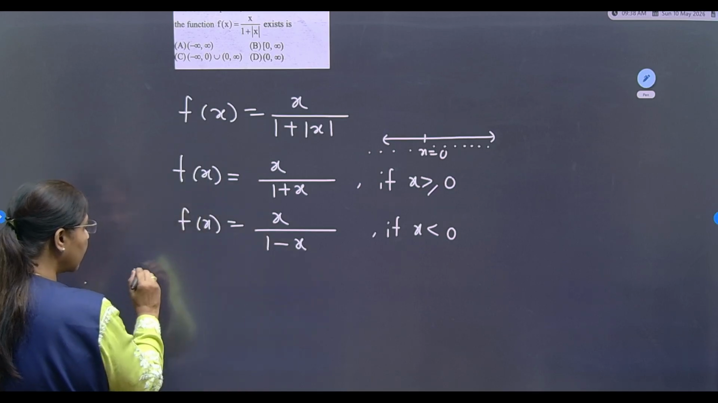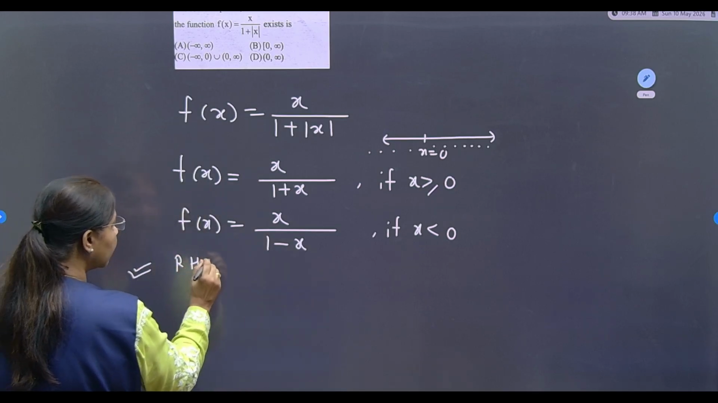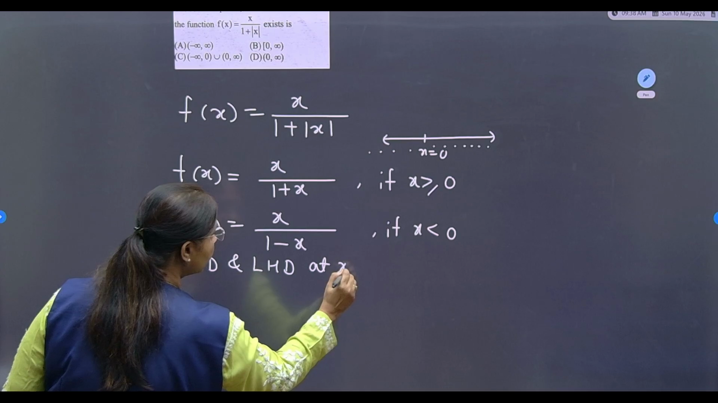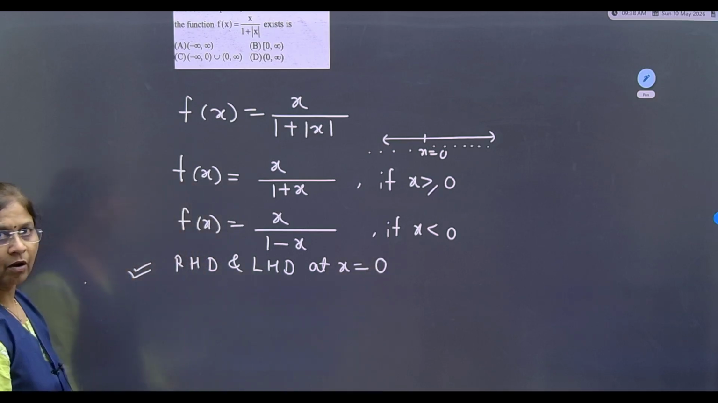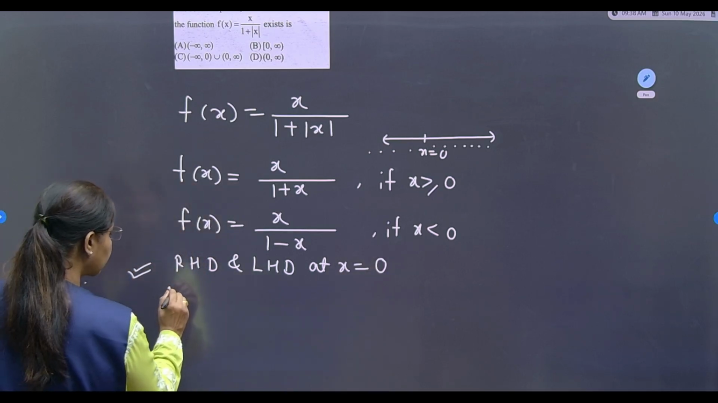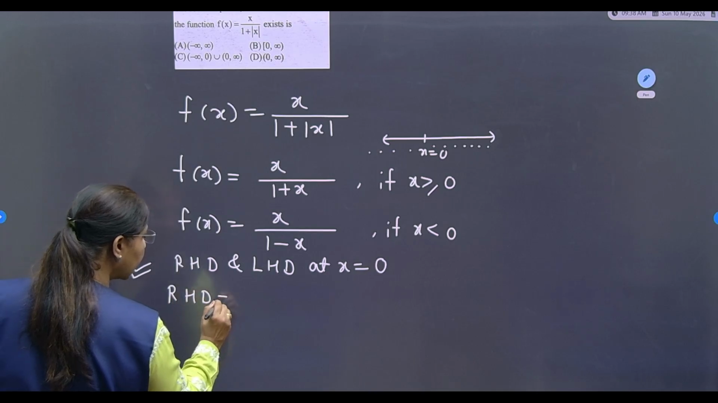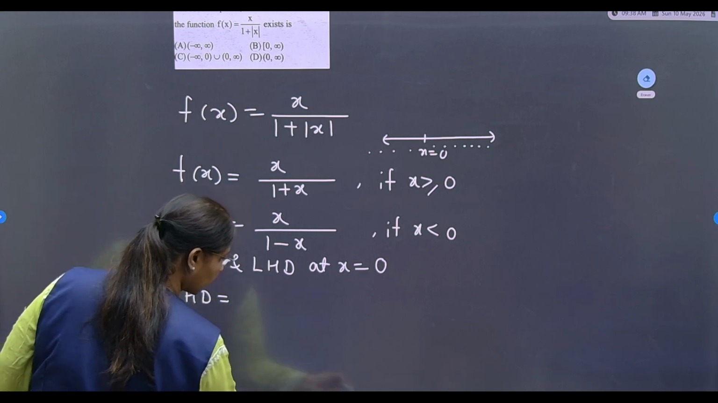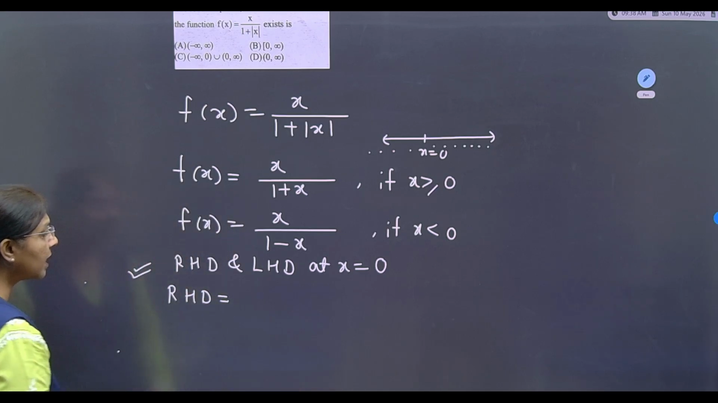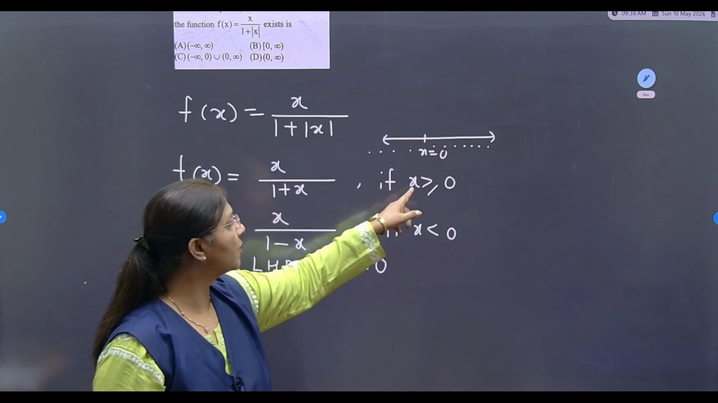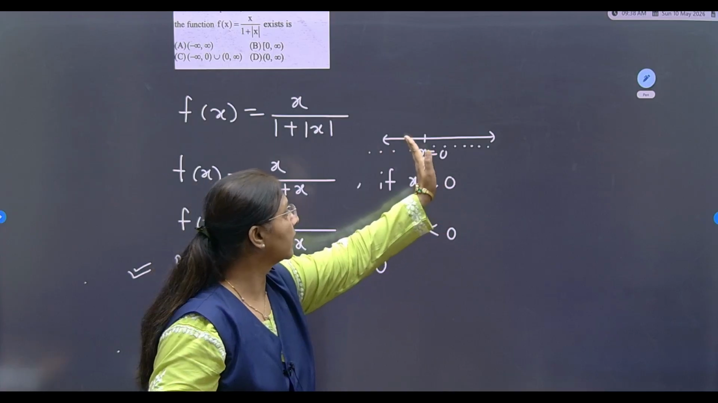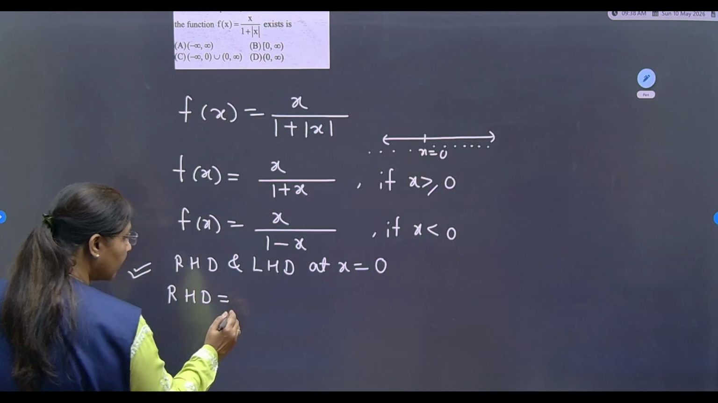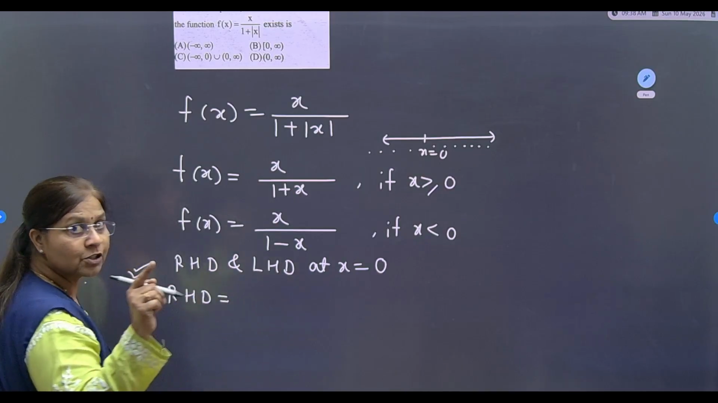इथे आपल्याला काय कॅल्क्युलेट करायचं आहे? डेरिव्हेटिव्ह RHD and LHD at a point x is equal to 0. Okay, RHD means right hand derivative. Right hand derivative, x is greater than 0, that is positive values. Then right hand derivative, that is f dash of 0 plus.